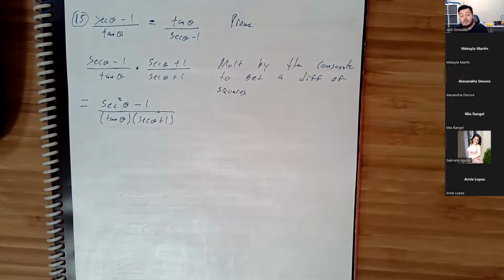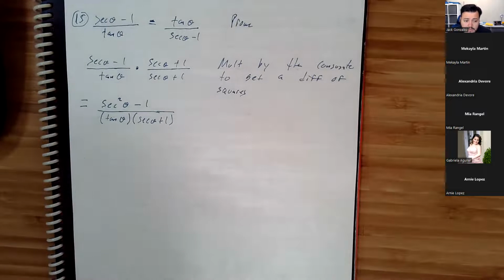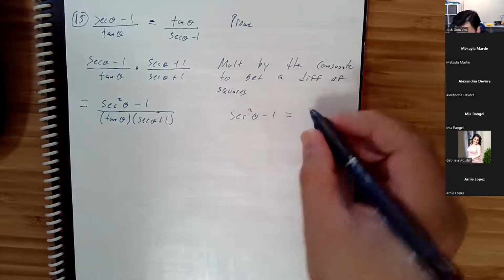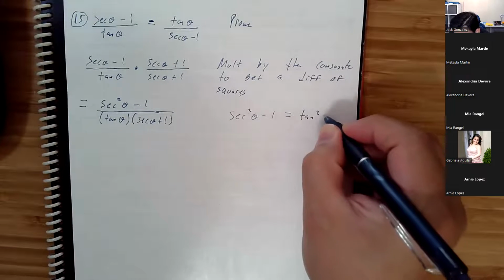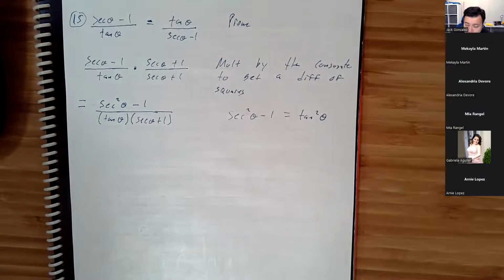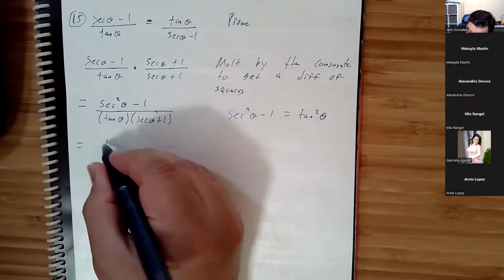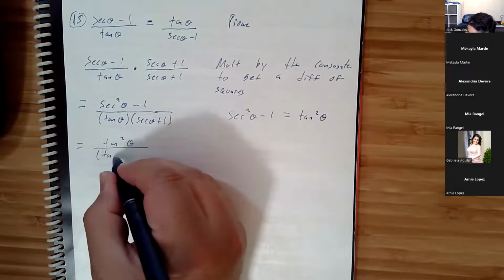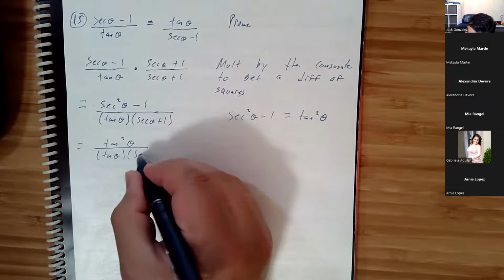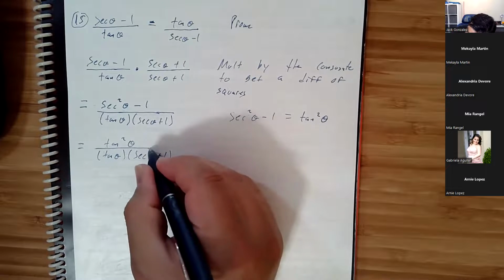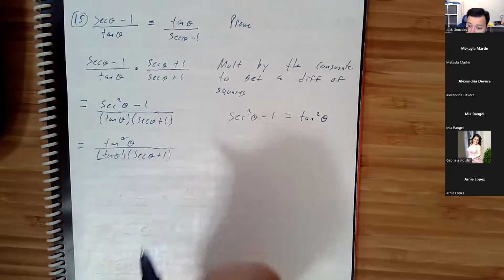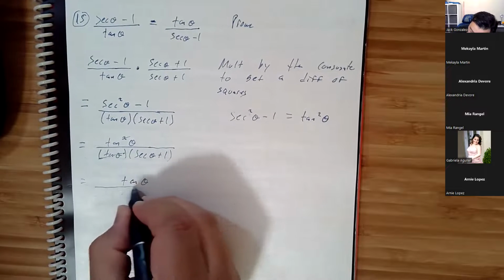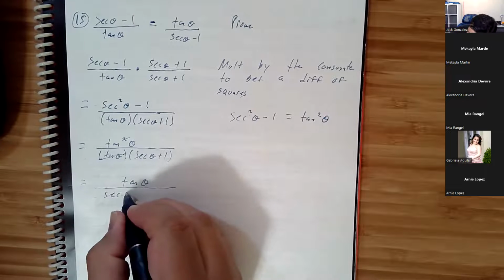Okay. Secant squared minus 1, remember, on your Pythagorean formulas, is going to be tangent squared theta. So this will become tan squared theta over tangent theta times secant theta plus 1, which cancels one of them, right? So now we got only one tangent on top, and secant theta plus 1.